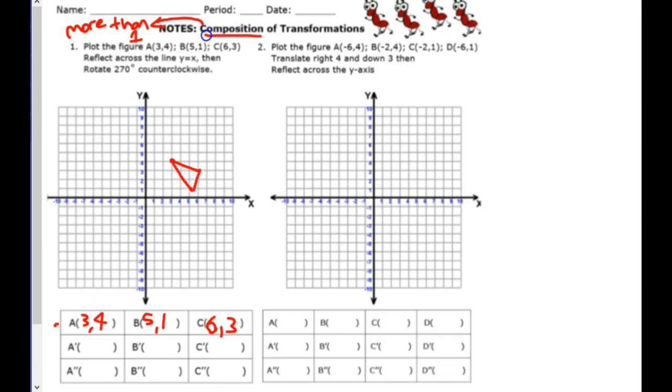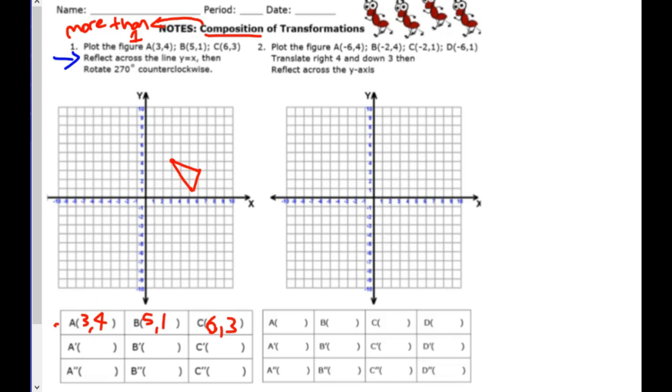So that first step should have been kind of easy. It's just graphing. It's just rewriting it. That's it, right? Yay. Now, we're going to have to do some transformation stuff. So, what's the first transformation I see here? It says, reflect across the line y equals x. And if you remember, y equals x is that diagonal line.